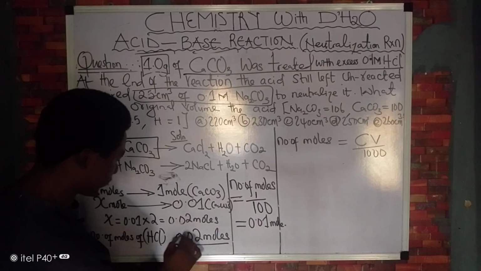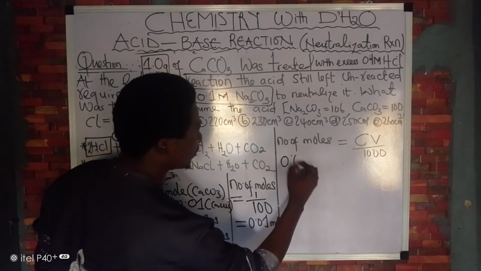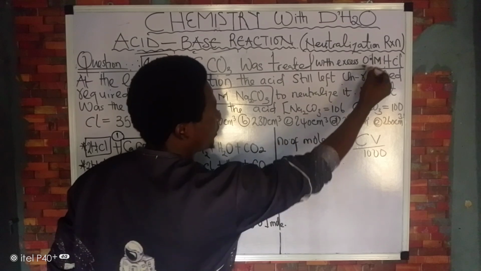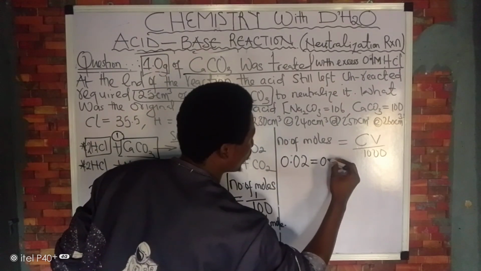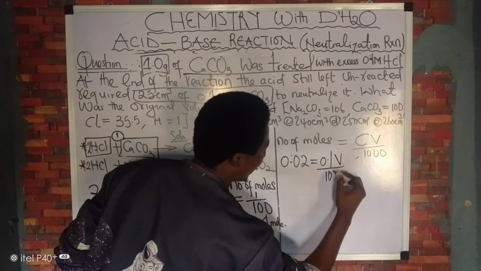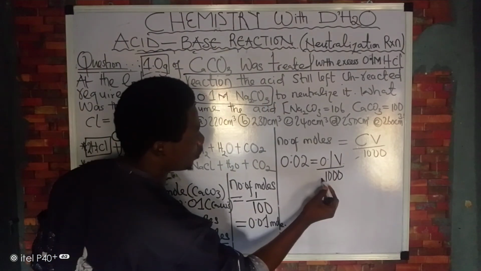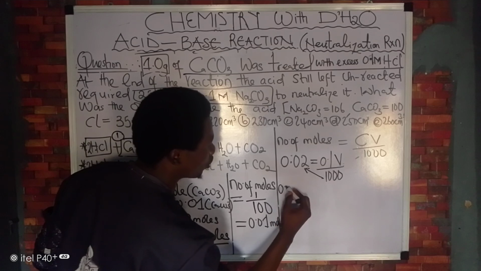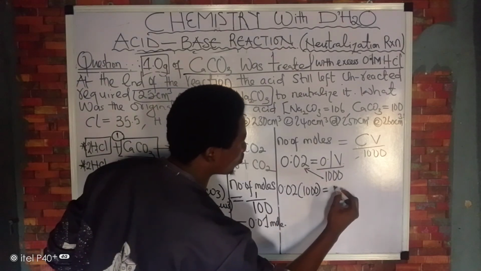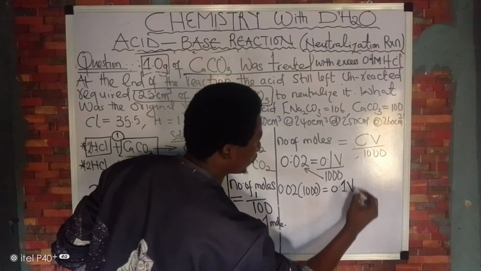So you have 0.02 equals to the concentration of the HCl, 0.1, so you have 0.1 V over 1000. So what do we do now? We cross multiply to give us 0.02 times 1000 is equal to 0.1 times V.